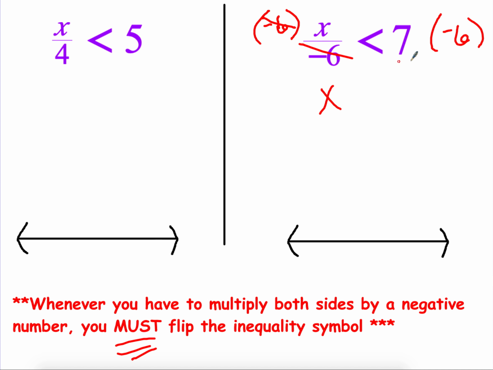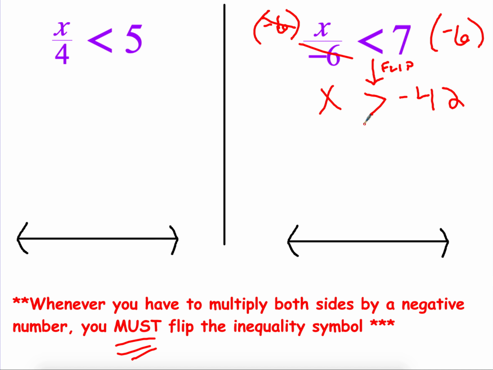Okay, and then 7 times negative 6 is negative 42. What needs to happen here, though, is this is where I flip my symbol. Because I multiplied both sides by a negative, I need to flip it. So because the alligator was facing right, now it's going to be open to the left.